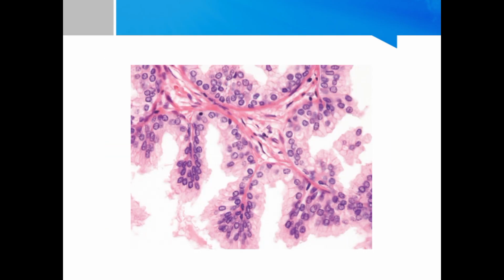This is high power. Look at the two layers: the glands and the flattened layer, the basal layer. The two layers are preserved.